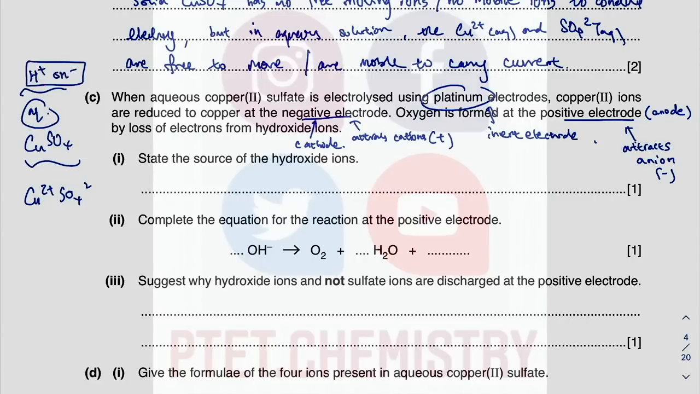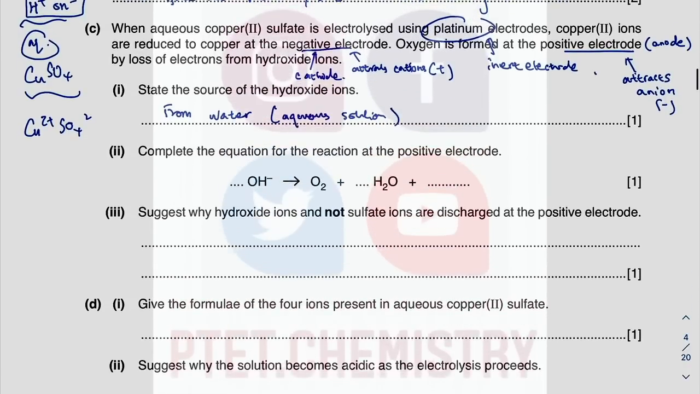You have H plus and OH minus in water molecule, but it has pH 7 because the number of H plus ions are balanced out exactly by the number of OH minus ions. Okay, so from water, where does the water come from? Well, when you have aqueous solution, it means that you have water because you dissolve it in water. That's what aqueous solution means.